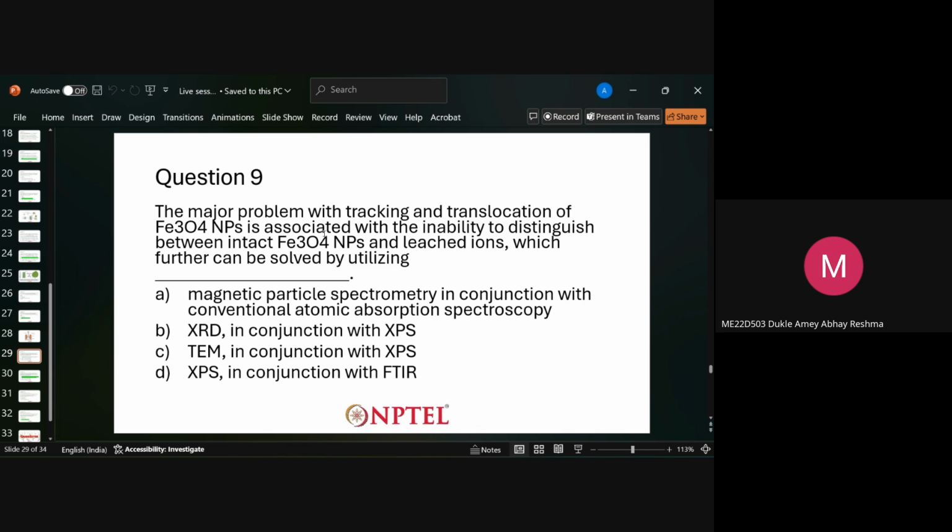Then TEM, basically transmission electron microscopy, it has higher resolution than SEM. So you have the electrons being transmitted, and get the image. It is widely used in finding nanoparticle shape and nanoparticle morphology. And there is FTIR, that is Fourier transform infrared spectroscopy. That is basically used in finding the functional groups. So the answer is magnetic particle spectrometry in conjunction with conventional atomic absorption spectroscopy.